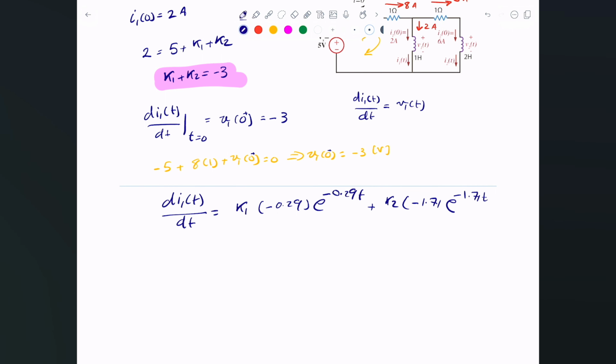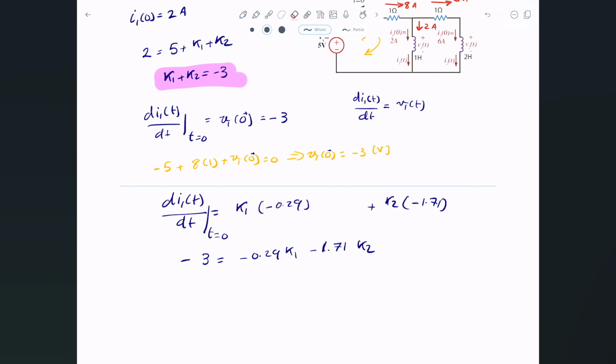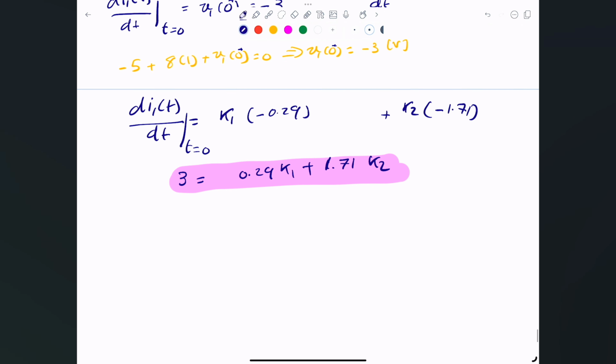Good. So what's left is the following. We're going to do this here as well at t equals 0. That means this here is at 0, so the whole exponential here is 1, and this one here is also 1. So that gives me the following: negative 3 equals negative 0.29 k1 minus 1.71 k2, and we can get rid of the negatives and make this positive, and that gives us the second equation. So two equations, two unknowns, k1 and k2. By solving them, we'll figure out the values of these constants. So the values for these constants are the following.